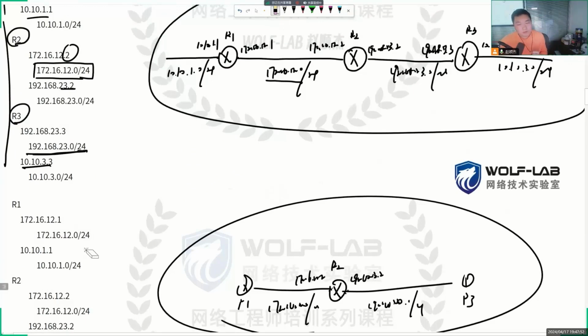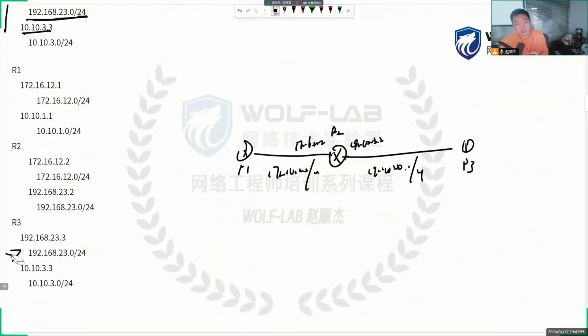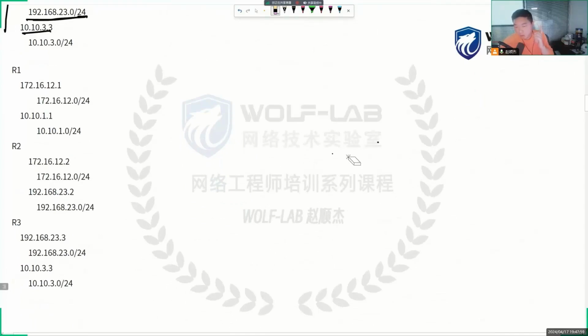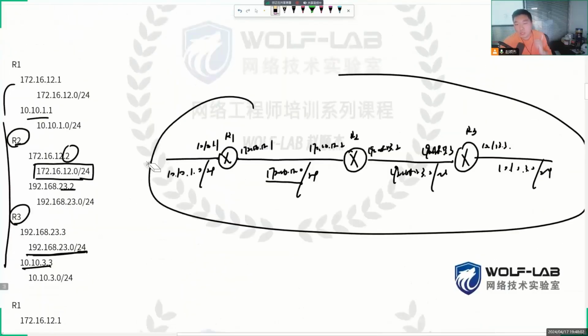Then I see R1's subnet. This is R1. Who is this? This is R3. They are also in this network. R2 can also draw the same map, because our link state databases are synchronized and completely identical.